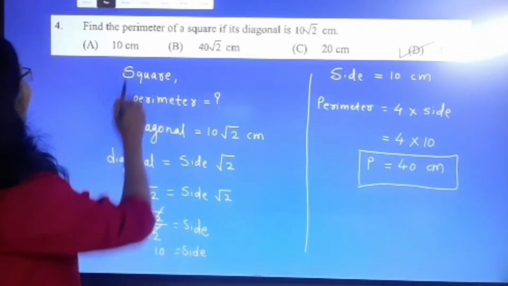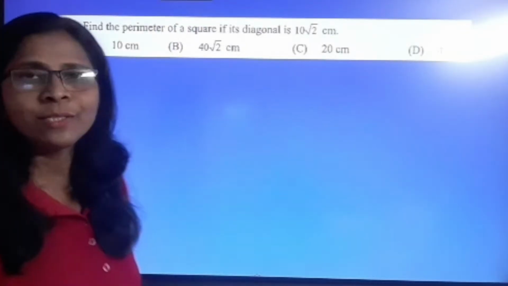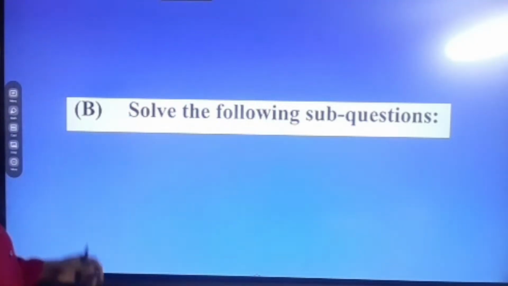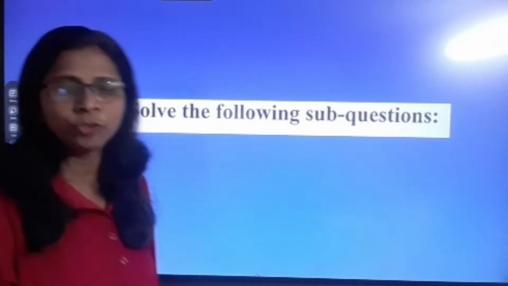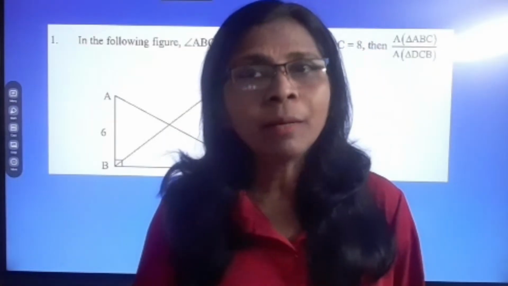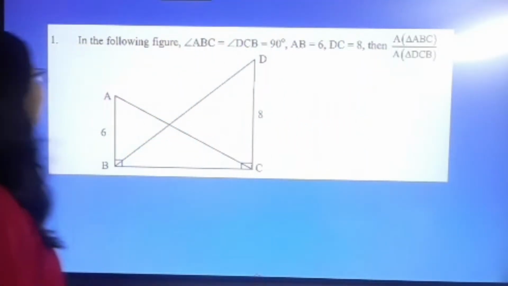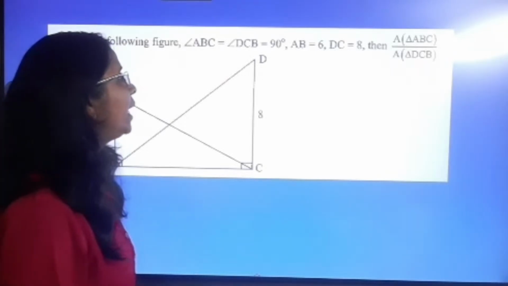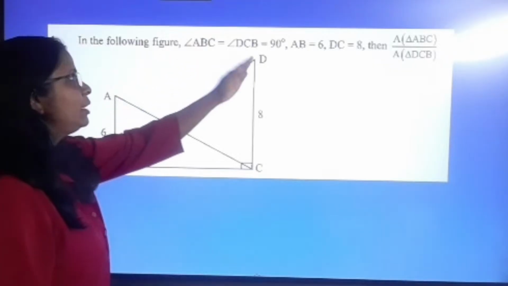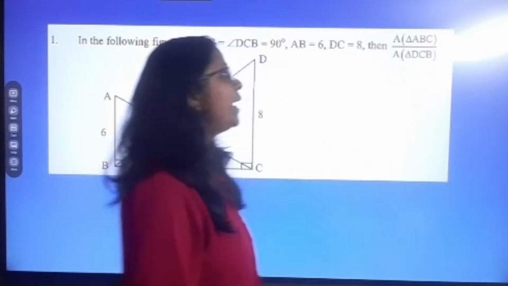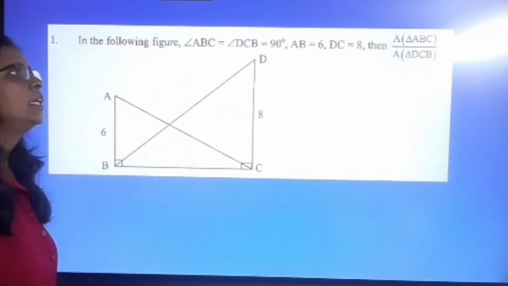Okay students, now the next example is from question 1B, and that question is: solve the following sub-questions. Each question has 1 mark, and there are 4 compulsory questions. Now in the following figure, angle ABC is equal to angle DCB, which is 90 degrees. AB is equal to 6, DC is equal to 8, and find the area of triangle ABC divided by the area of triangle DCB.